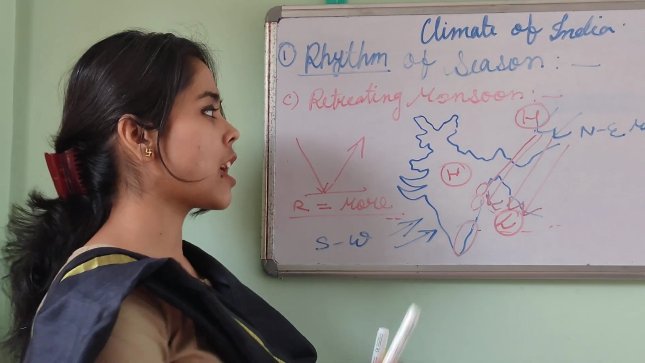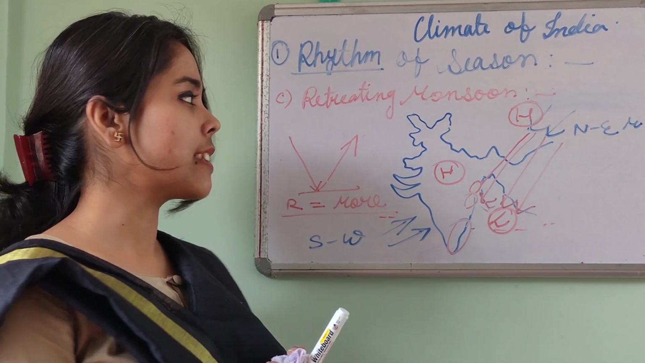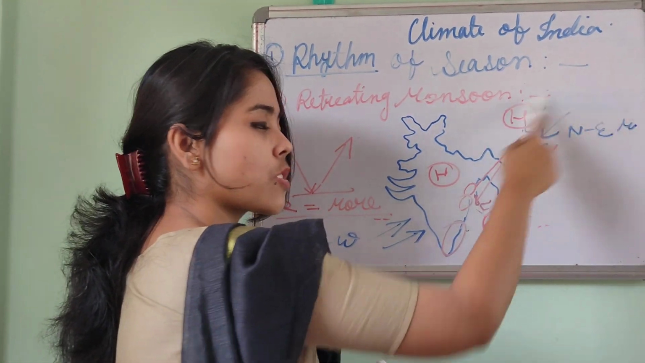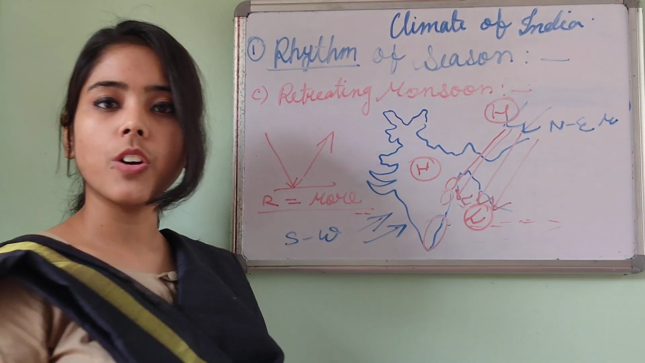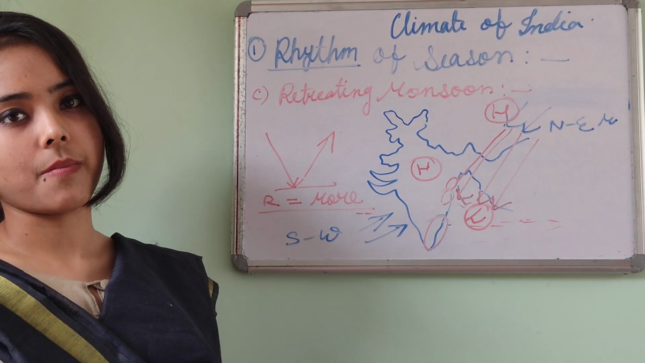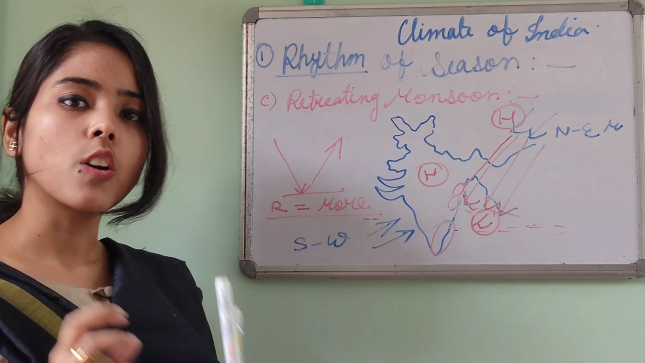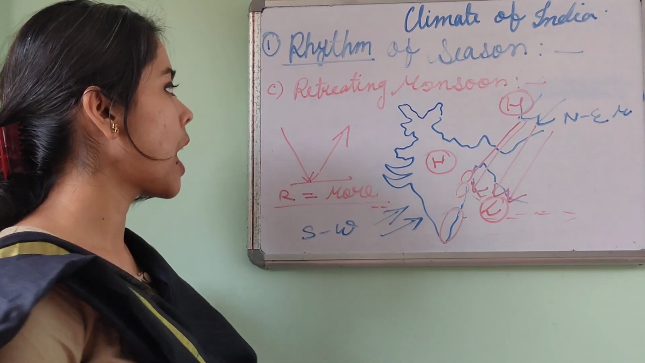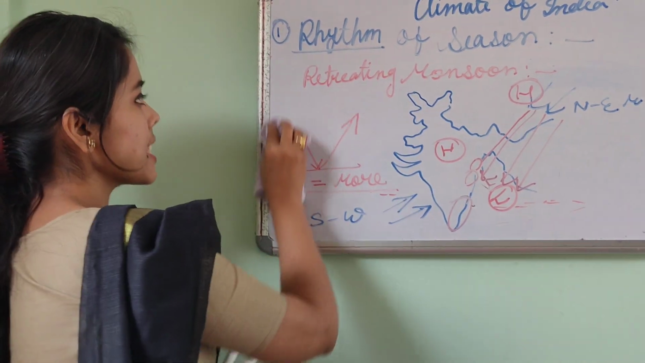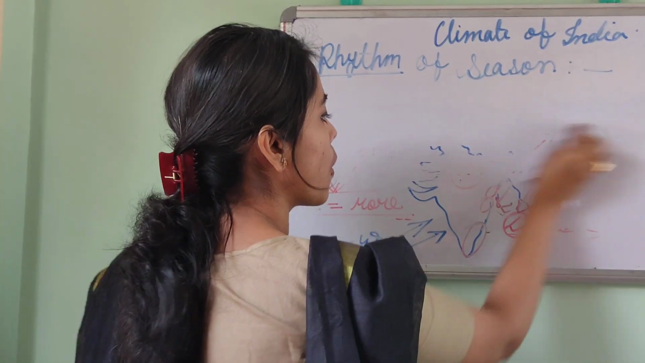And in this month, one reason for rainfall is the northeastern monsoon. Another thing is the cyclones over the Bay of Bengal. These are the two basic causes for the rainfall in this season. Done. Now, last point, that is winter season.